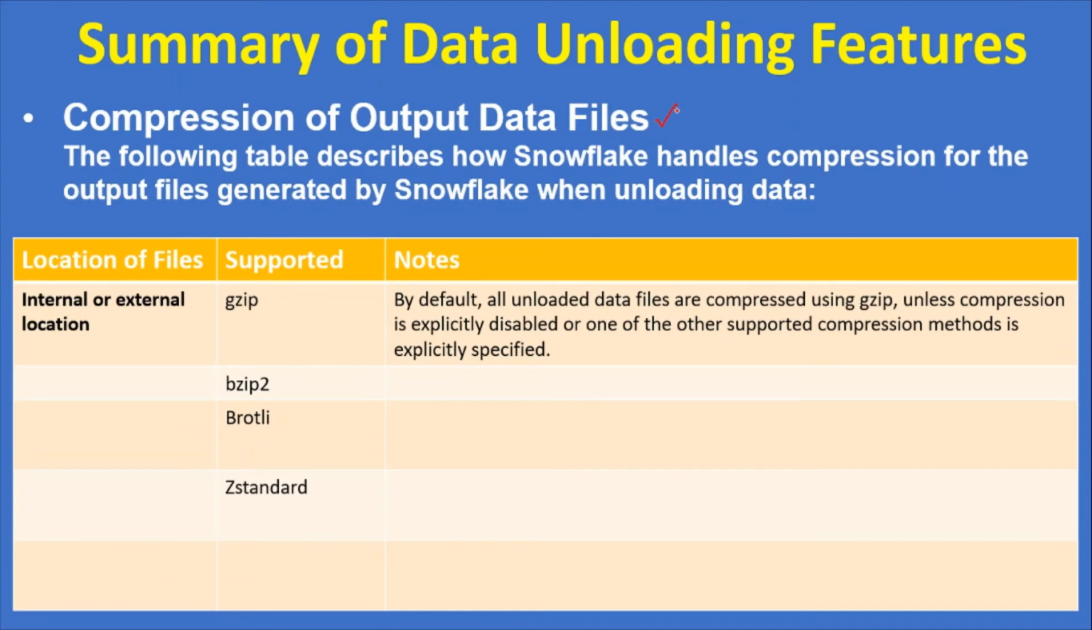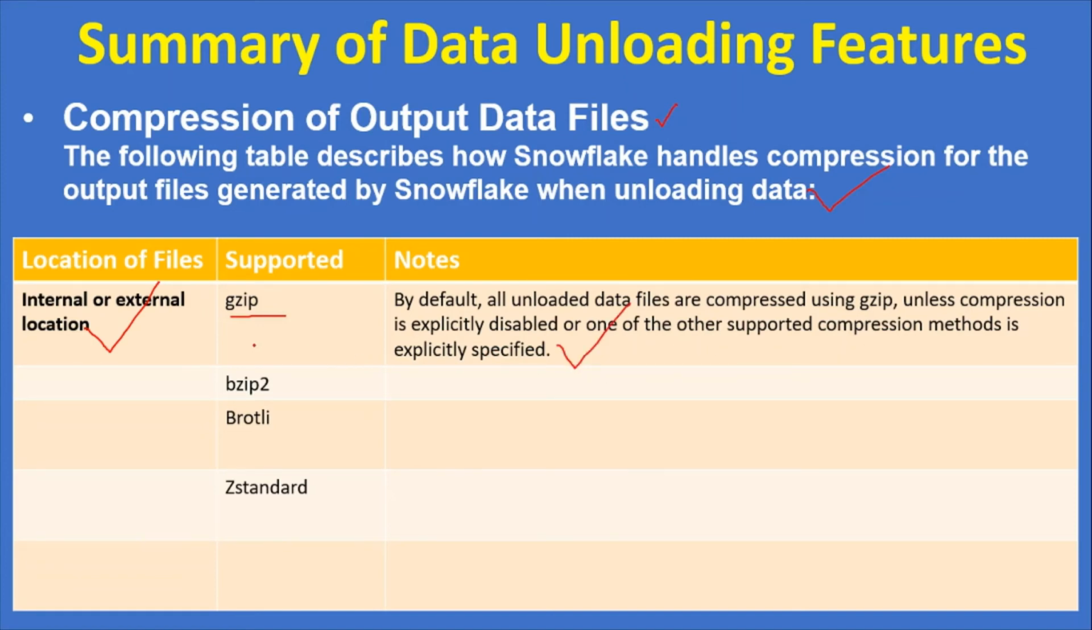Now compression of output data files. While unloading the file into any one of the locations, you can compress that file. The following table describes how Snowflake handles compression for output files generated by Snowflake when unloading data. See here, location of files could be internal or external. You can unload the data file to an internal or external location. The supported compression technique is gzip. By default all unloaded data files are compressed using gzip unless compression is explicitly disabled or one of the other supported compression methods is explicitly specified.